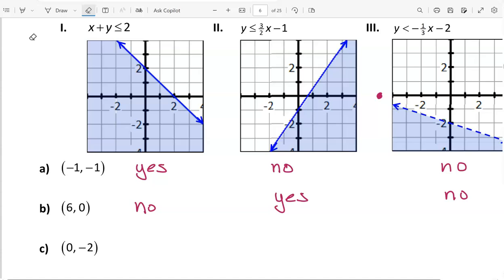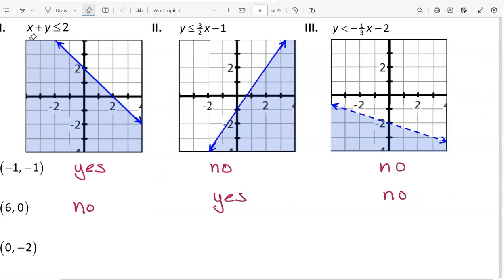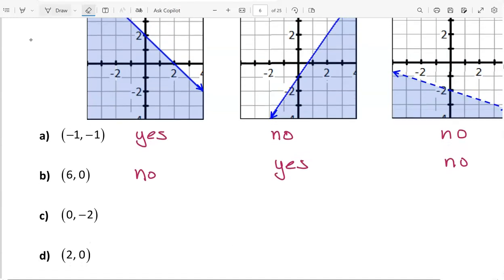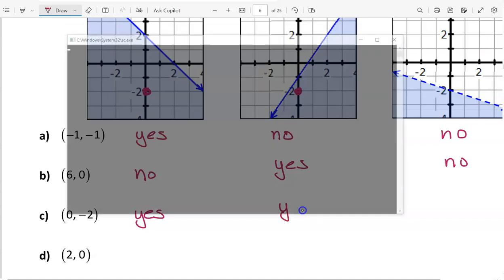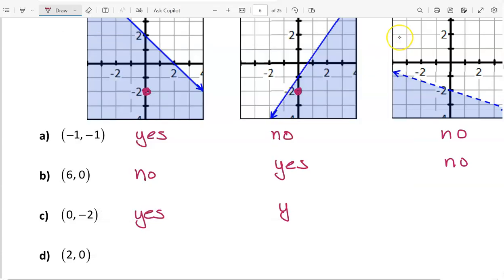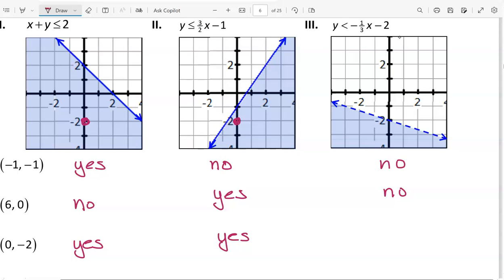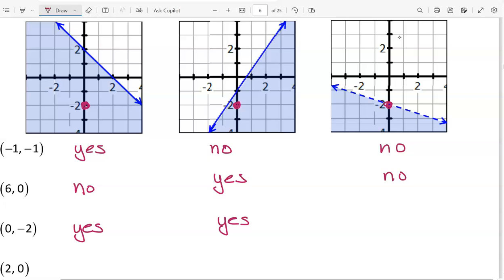Now let's investigate another point, and that third point is the point (0, -2). For the first graph, (0, -2) is in a shaded portion, so yes, that's a solution. In the second graph, (0, -2) is in a shaded portion, so yes, that is a solution. And in Roman numeral 3, (0, -2) is right on the line, which is dashed. That indicates that it is not included, so no, it is not a solution.